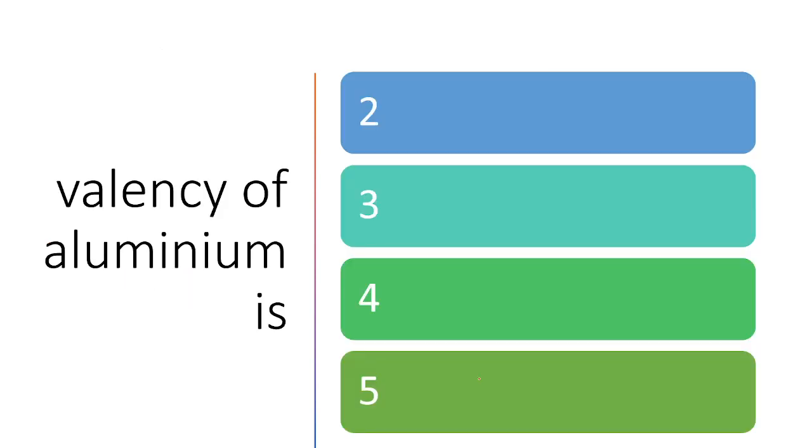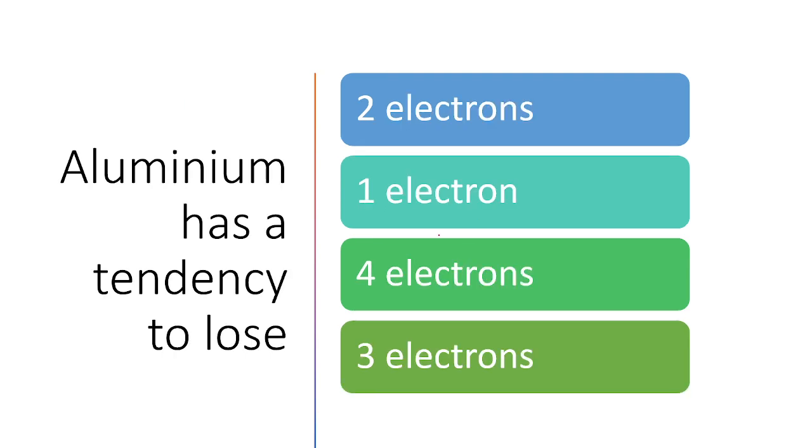Correct? Let's go ahead. Valency of aluminium. Aluminium's atomic number is 13, right? So 2, 8, 3, this is how you will write the electronic configuration. How many electrons are there in the outermost shell? 3. So the correct answer is 3.